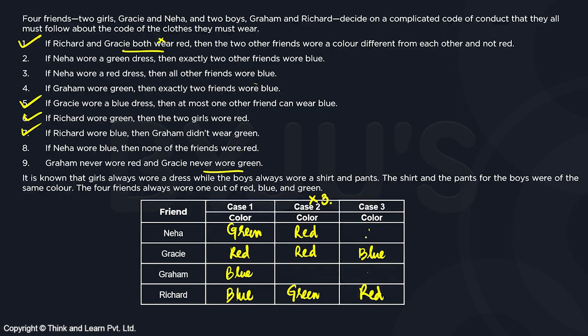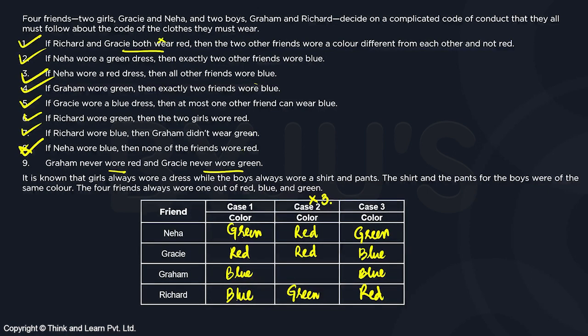8th statement says if Neha wore blue, then none of her friends wore red, but Richard has already. So Neha doesn't wear blue, right? So done with this actually. Neha wears a red dress, then all other friends wear blue. This is also not possible. If Neha wears a green dress, then exactly 2 other friends wear blue. So the second blue person could be Graham. Let's see if Graham can wear blue. If Graham wore red, never wore red, of course he doesn't. If Graham wore green, Graham is not going to wear green. So this is a possibility.